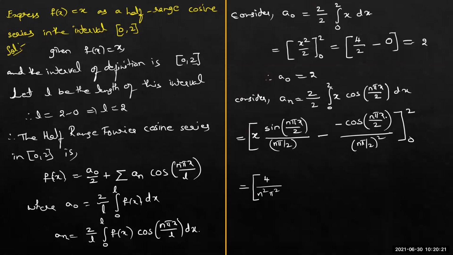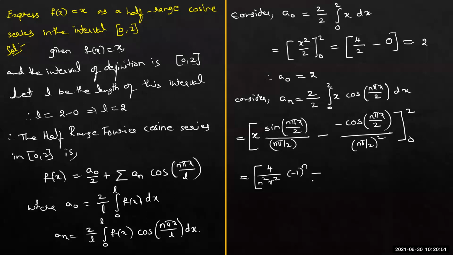Here you are substituting x equals 2. When you substitute x equals 2, 2 can be cancelled out, and the only remaining thing is cos n pi. When it is cos n pi, its value is minus 1 to the power of n. So this is what you get for upper limit x equals 2. Let me just write it. So this equals 4 divided by n square pi square into minus 1 to the power of n.